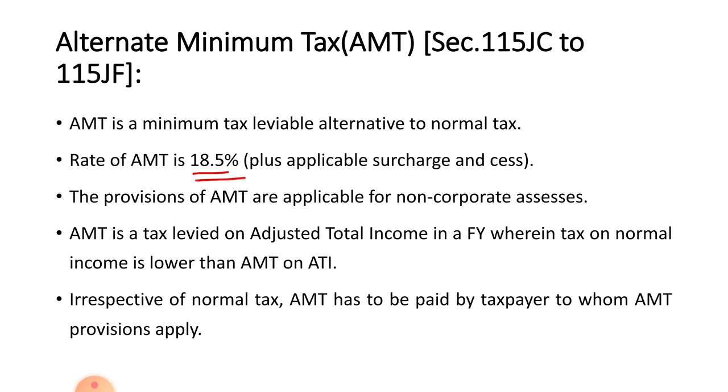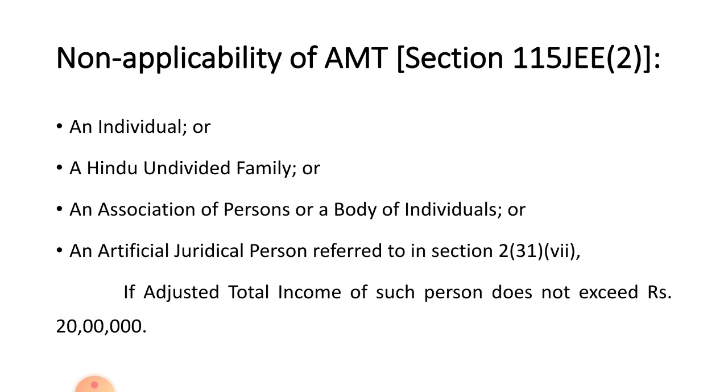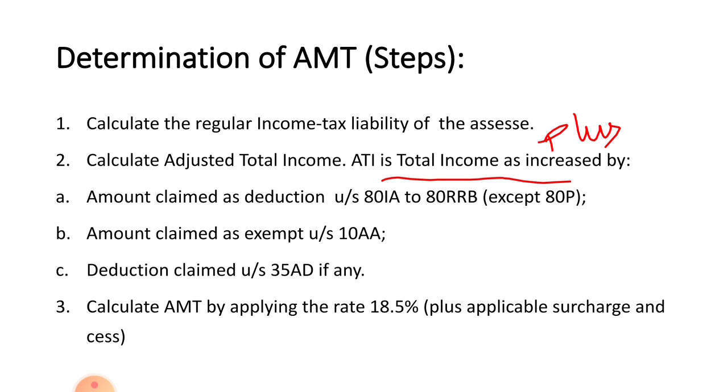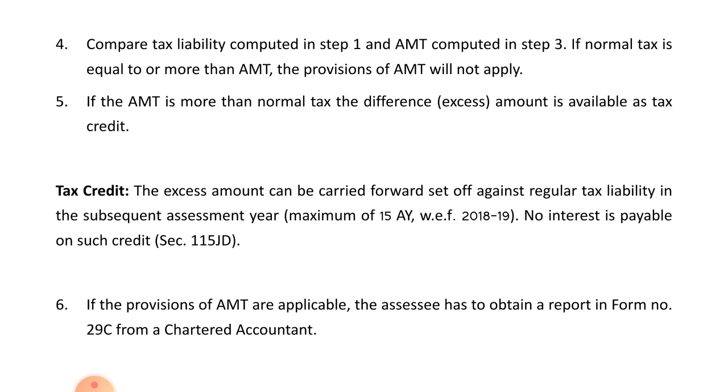So, this is about alternate minimum tax, and in the next session let us discuss about the sections, that is deduction from 80 IA to 80 RRB and section 10 AA and section 35 AD.